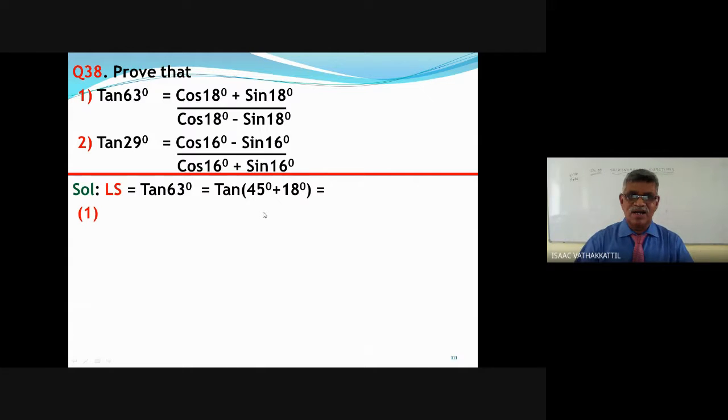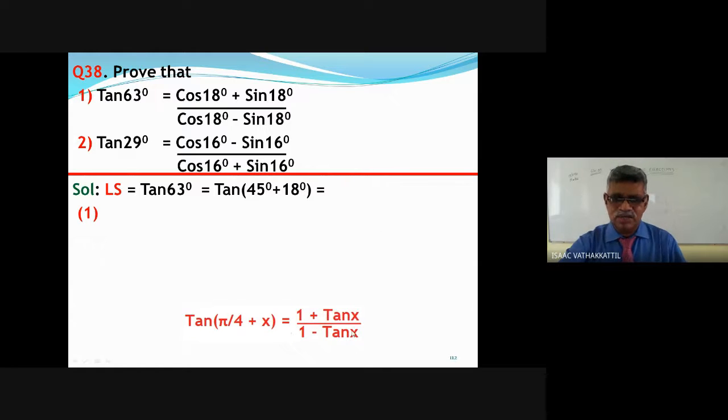That's true. But how do you get along? Left side is tan 63 degrees. Tan 63 degrees is tan of 45 degrees plus 18. Now you know tan of 45 plus theta is 1 plus tan theta upon 1 minus tan theta. This you can remember, tan of pi by 4 plus x, as I told, you can take it as a formula, or tan of 45 degrees plus x.